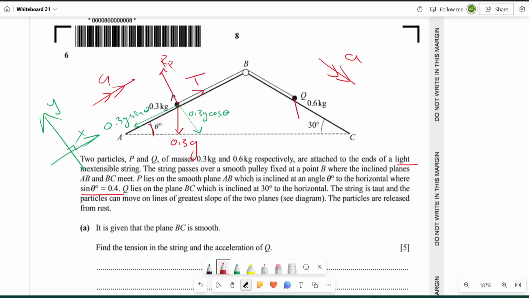Let's move on to Q. So let's draw it again. We'll have 0.6 G as the weight.